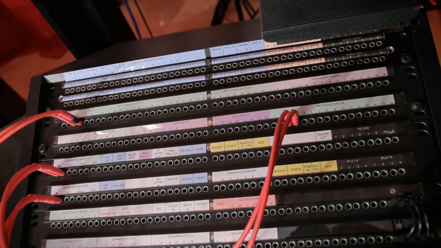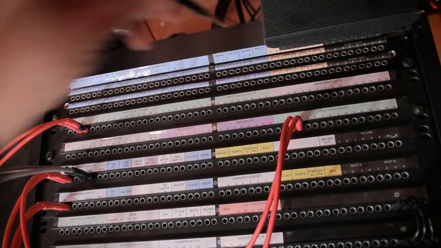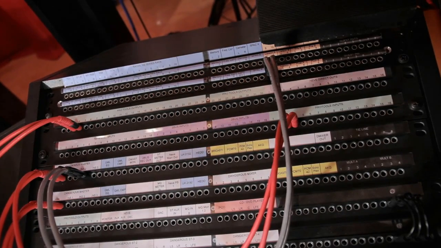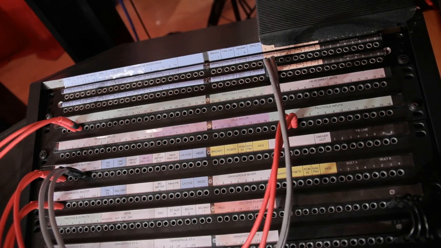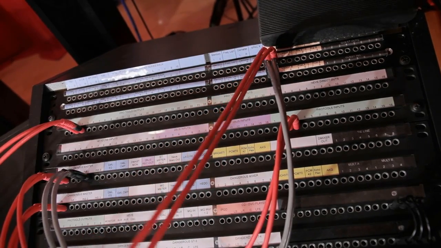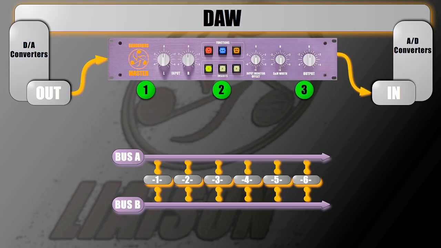And then what you do is you take the send of insert 2 on the master and feed it into the inputs of Liaison bus A. And then the output of Liaison A, 1 and 2, like this, into the return of the master insert 2. Essentially, you're extending the master insert 2 by hooking it up to the Liaison bus A. That gives you, for insert 2, 6 options now, the 6 options that are on bus A of the Liaison.